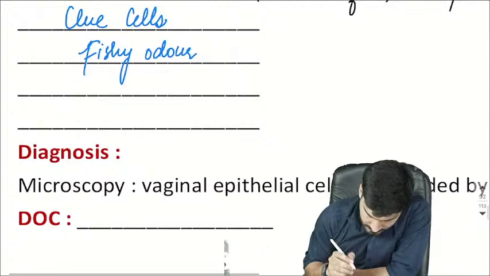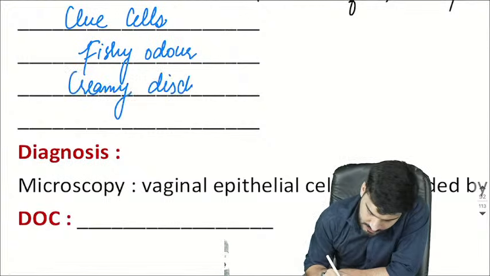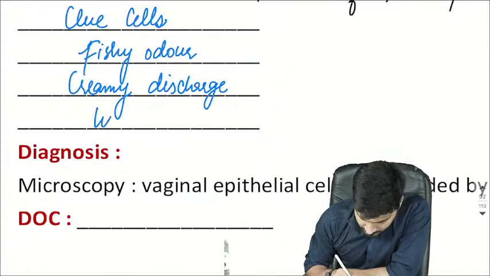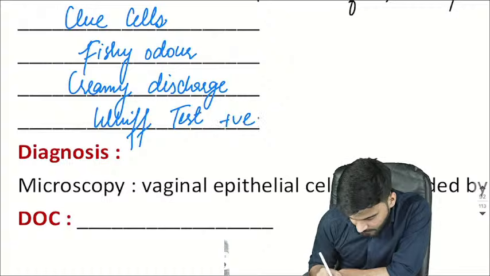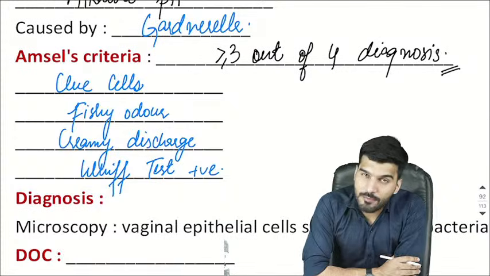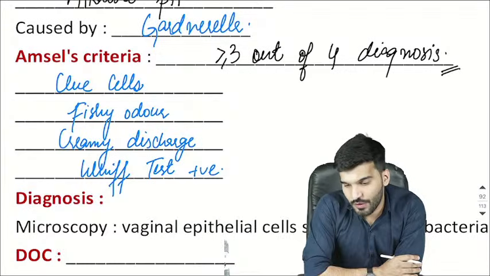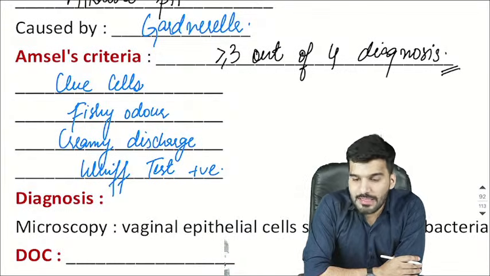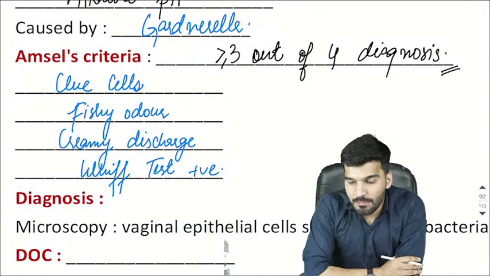Fishy odor. Then we have a classical type of discharge, which is creamy discharge, and whiff test positive. Among these 4 things, if 3 or more are present, that is going to be the classical diagnosis of bacterial vaginosis. That is, a pH of more than 4.5, then the fishy odor, along with that we have clue cells, and also the creamy discharge. That is going to be bacterial vaginosis.